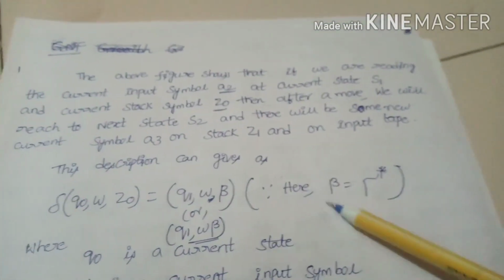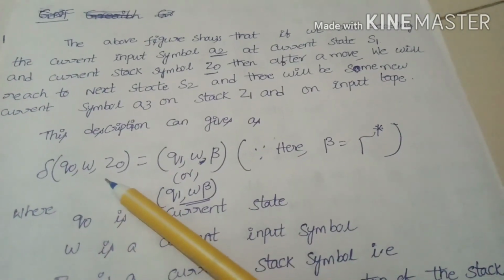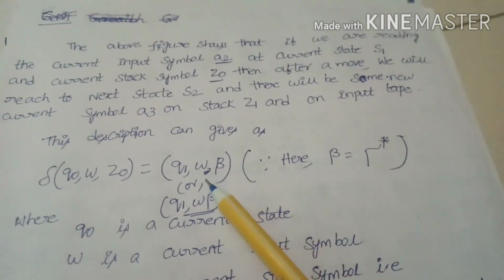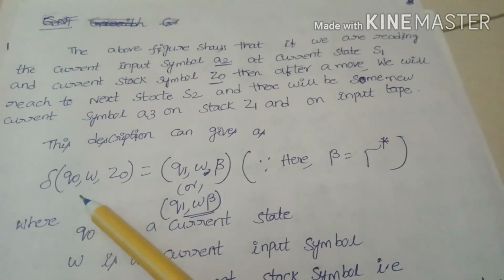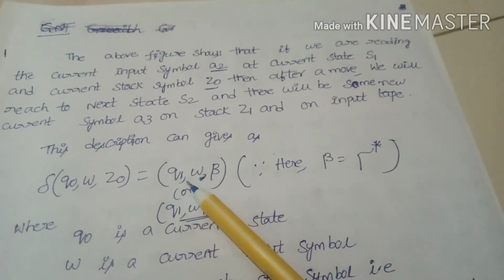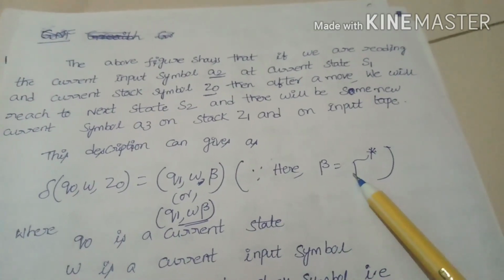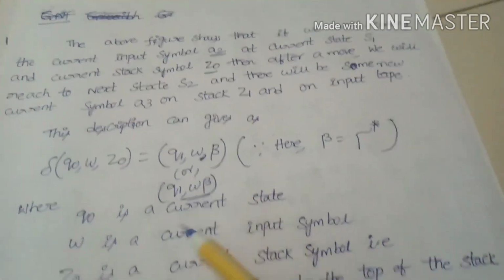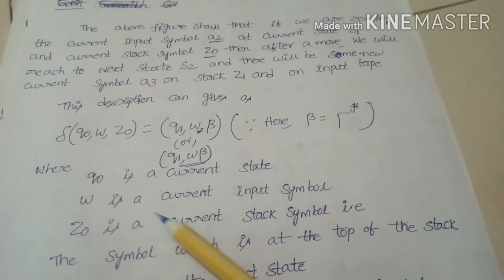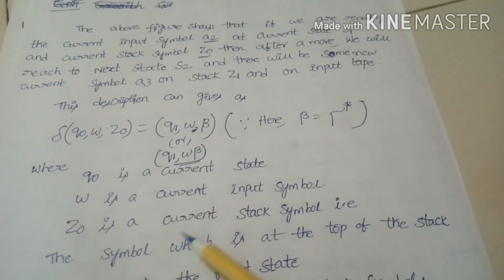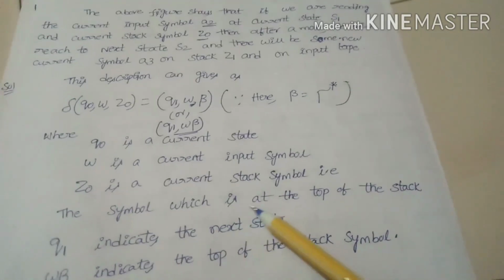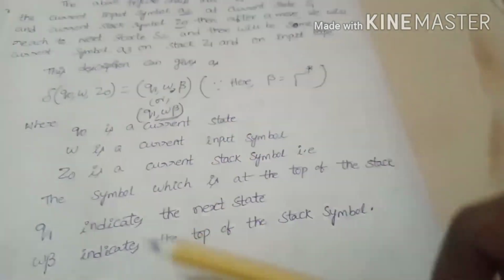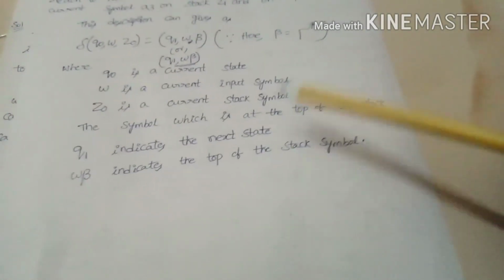It is described as delta of q0 comma w comma z0 equal to q1 comma w beta. Here q0 is the initial state, q1 is the next state, and beta belongs to gamma star, where gamma means the stack symbols. Here q0 is the current state, w is the current input symbol, Z0 is the current stack symbol at the top of the stack, q1 indicates the next state, and w beta indicates the top of the stack symbol.